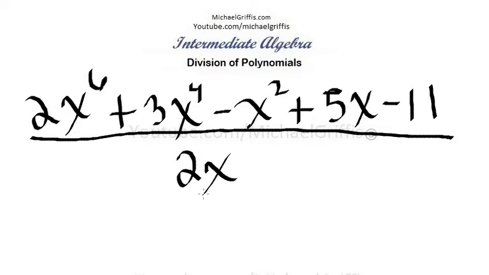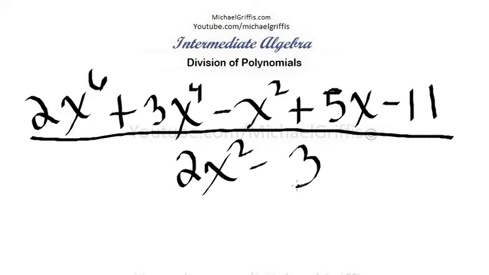2x squared minus 3. Okay, so we're asked to divide that 2x squared minus 3 into that numerator up there, which I'm not going to repeat again. We're going to have our hands full. Yes, we are.